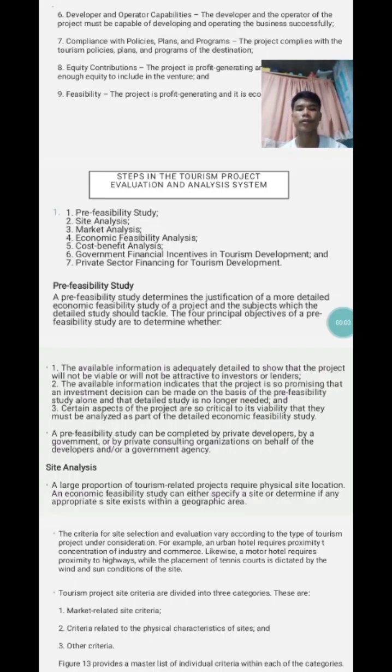Good day, sir. My name is Tabale. I'm the reporter on the Tourism Project Evaluation and Analysis System. First topic, pre-feasibility study. Second, site analysis. Third, market analysis. Fourth, economic feasibility analysis. Fifth, cost-benefit analysis. Sixth, government financial incentives in tourism development. And seventh, private sector financing of tourism development.